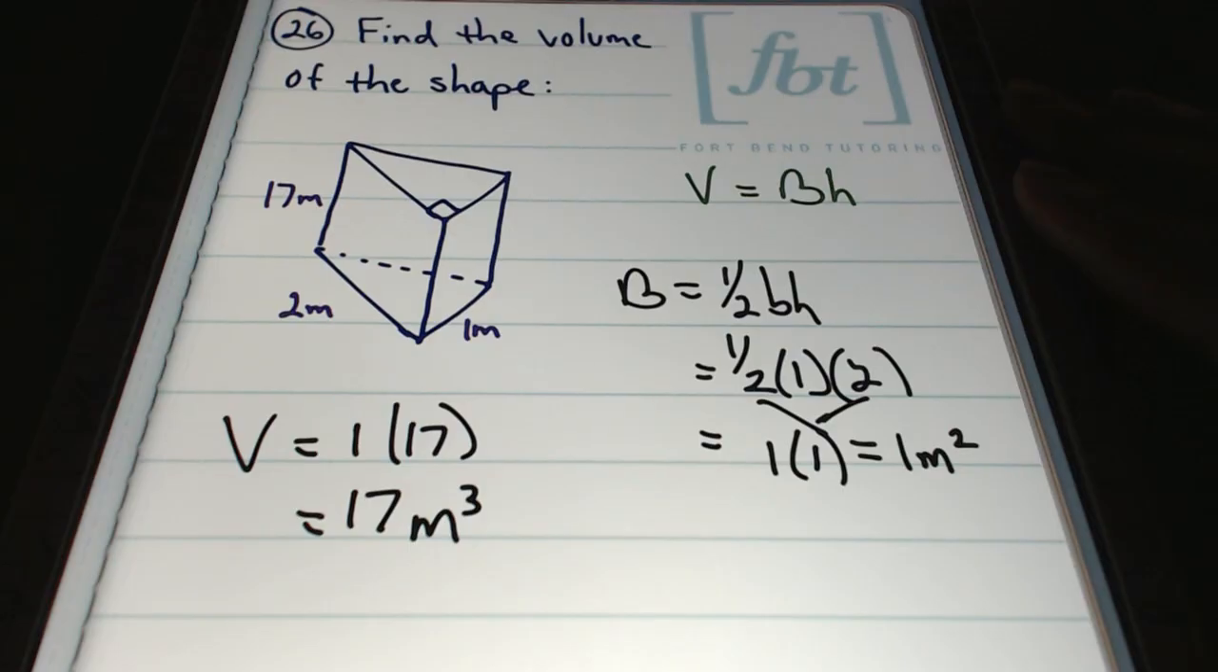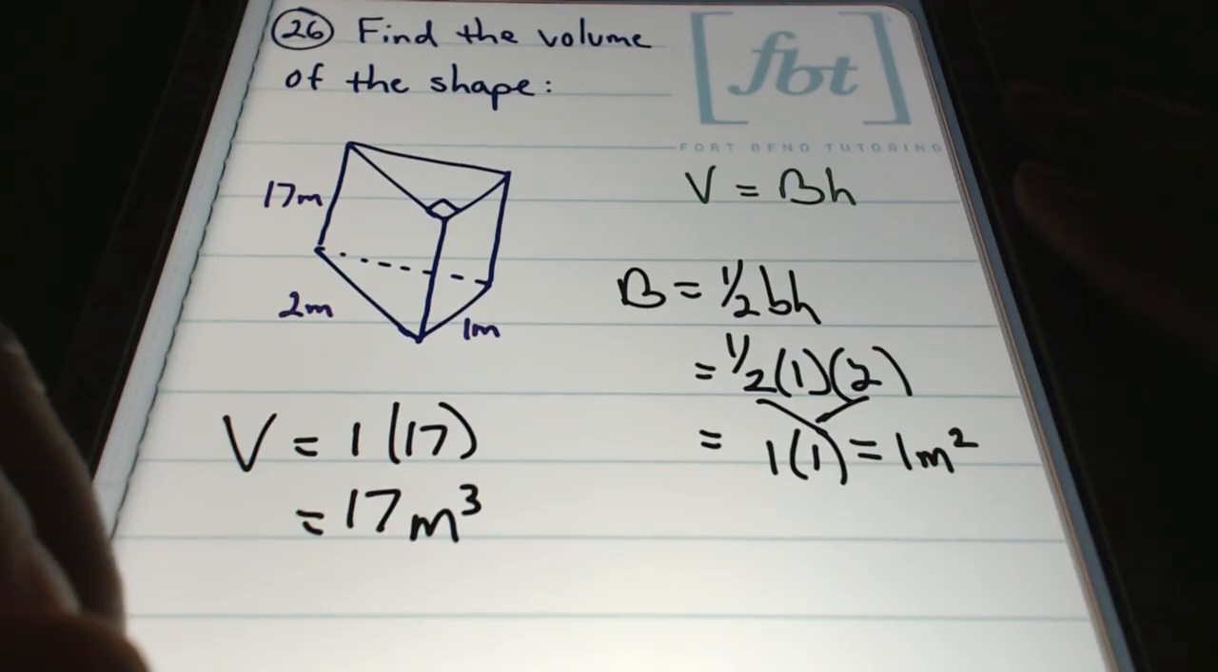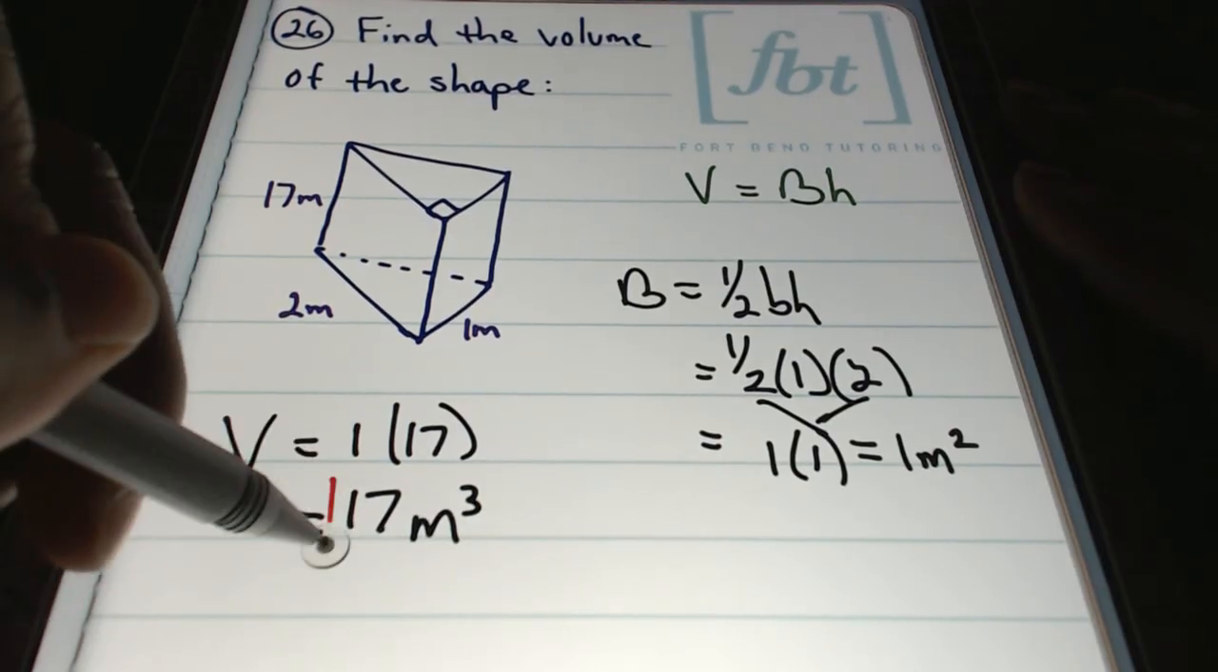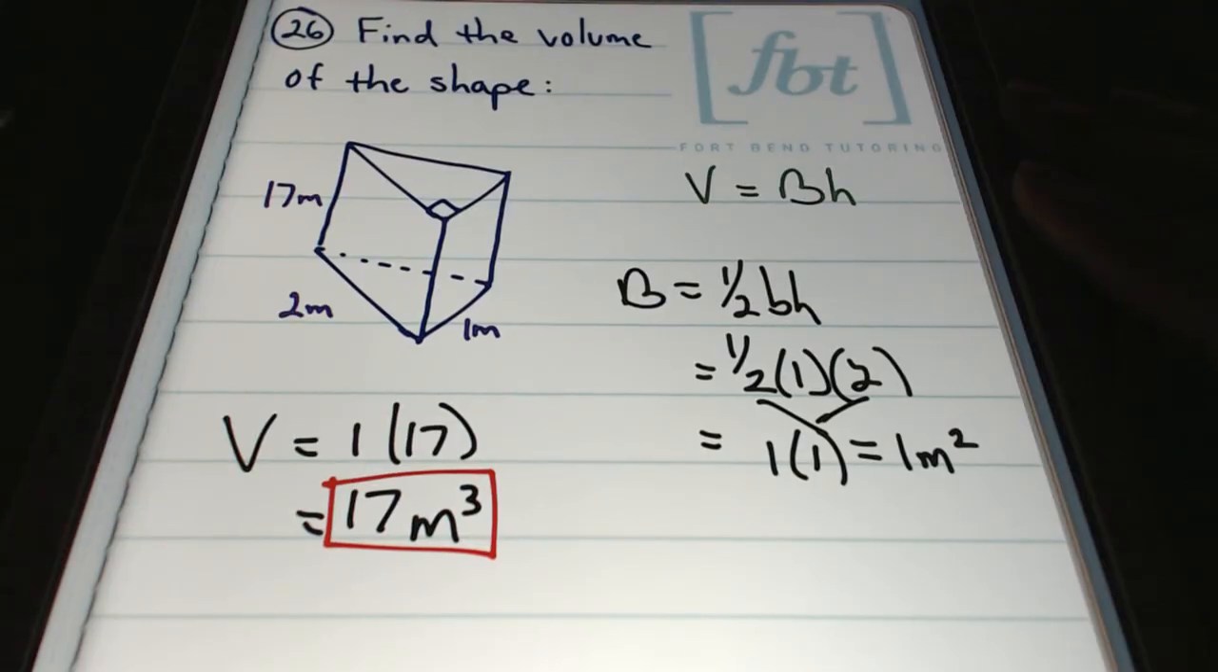And this is our answer for problem number 26. And we are red boxing it, ladies and gentlemen. That's exactly what we're doing. We are red boxing our answer.